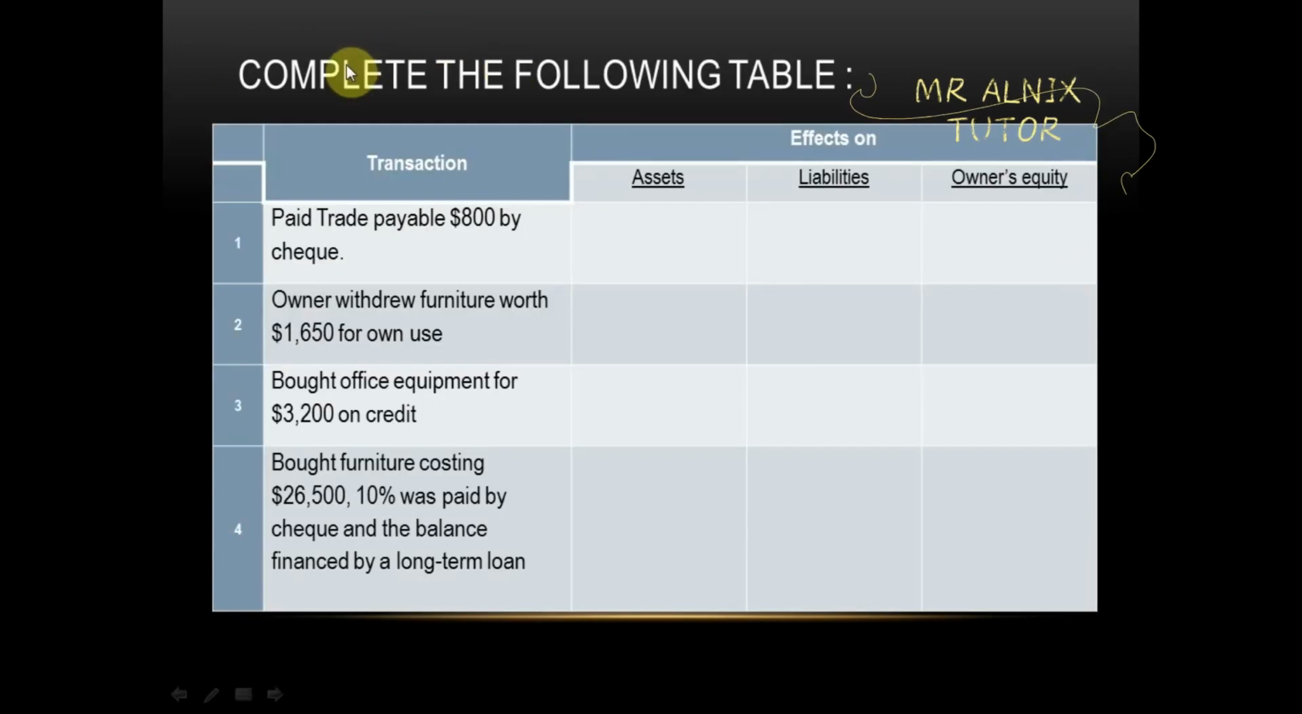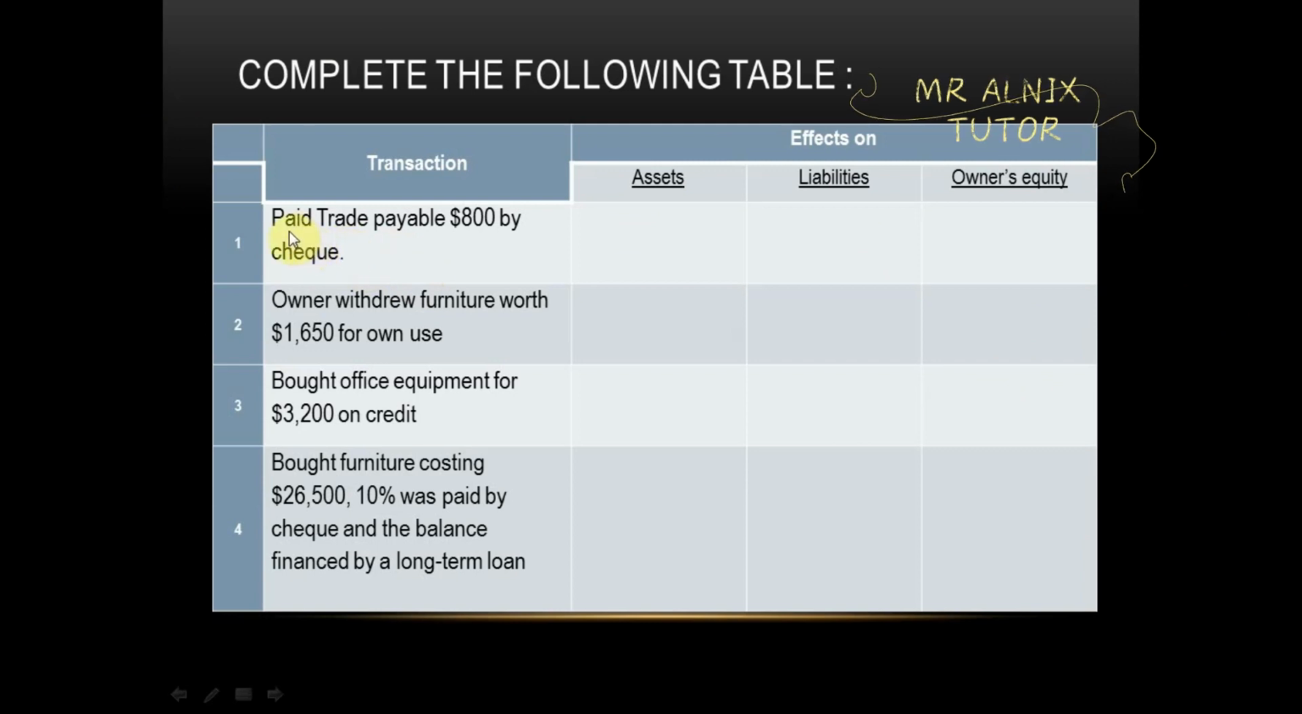Next, complete the following table. Now this question is another type of layout, but the concepts are the same. This question only wants to test how much you understand about assets, liabilities, and owner equity. Alright, we solve it one by one. You will know more detail about that.